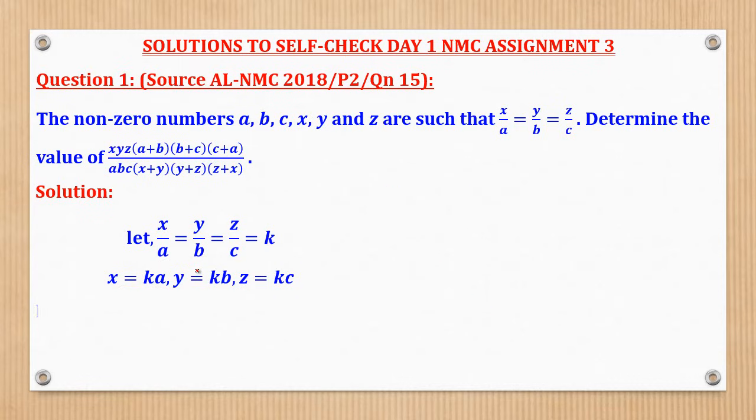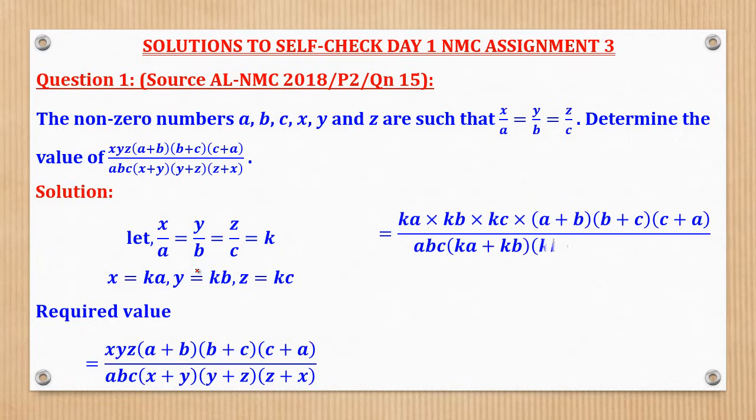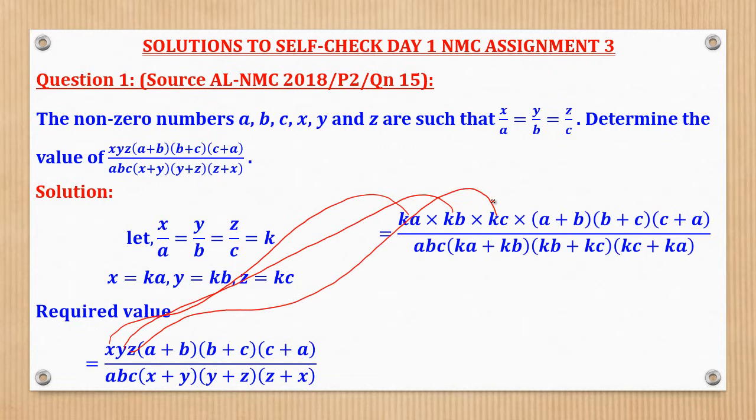Okay, then after that, I'll now go to the required value, and then I substitute for x, y, and z. When I substitute for x, y, and z, I'll come up with that expression, x here, y here, and z here. Then also down there is x plus y, which is that, y plus z, and z plus x.